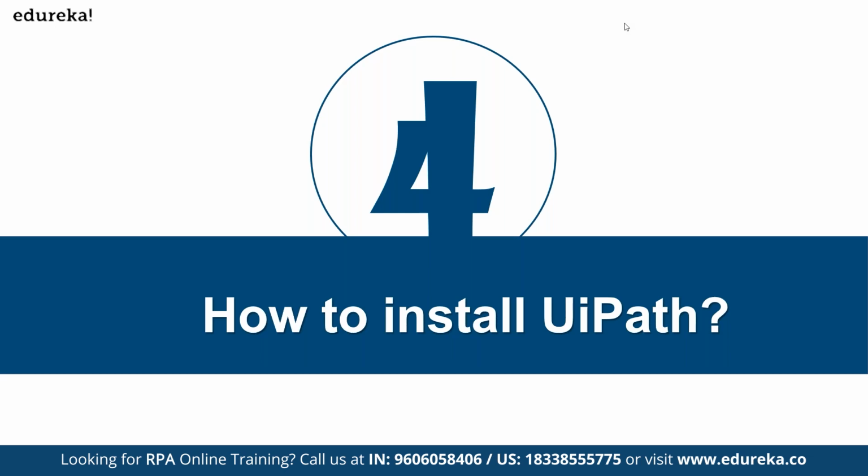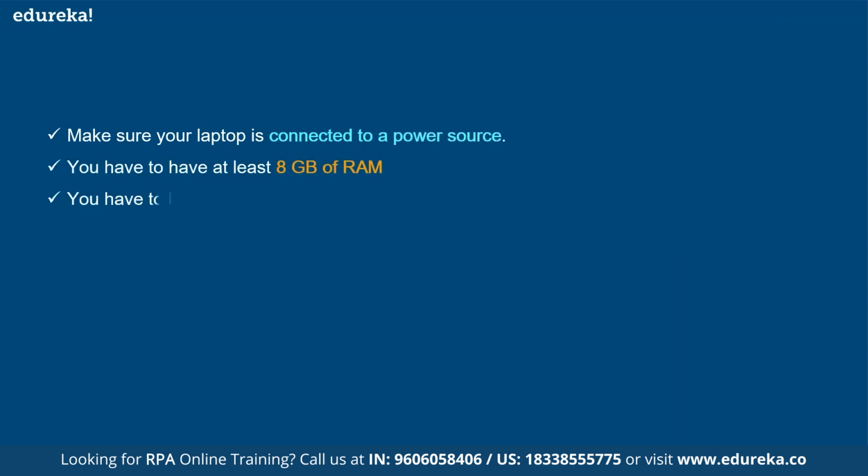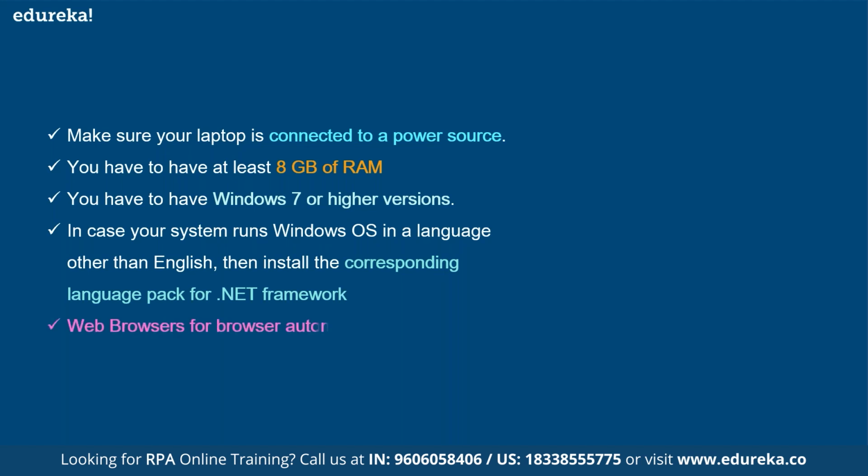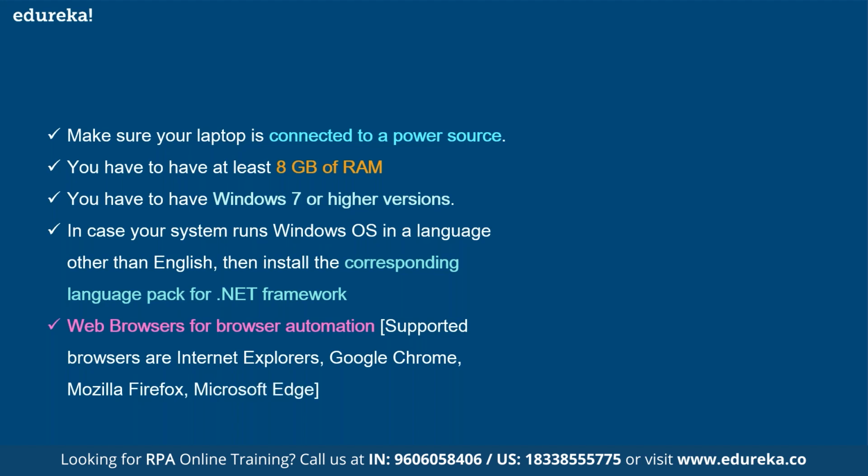How to install? Let me show you. We have a few easy installation steps. First of all, you have to register with UiPath and fill in your details there, and it will take you to the page where you can download UiPath. Before that, there are some prerequisites to install UiPath on your system. You should have 8 GB of RAM installed on your machine and Windows 7 or higher.